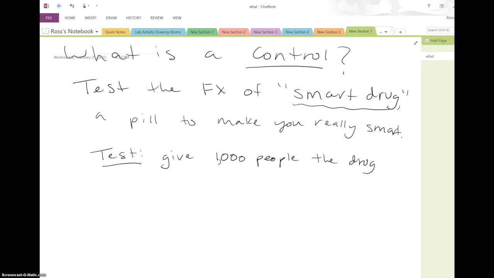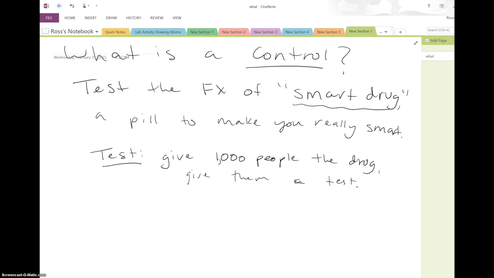Okay, so the test that we'll do is we'll give 1,000 people the drug, the smart drug, and then we'll give them a multiple choice 100 question test and we'll see how they do. Now, the problem is we don't know what we're comparing this against. We don't know what it started out as.